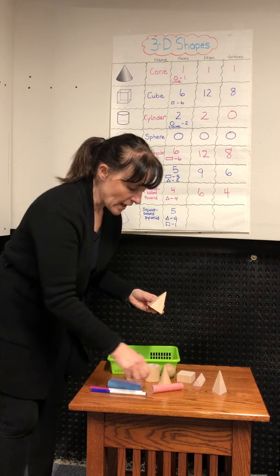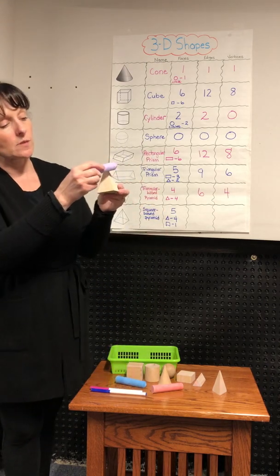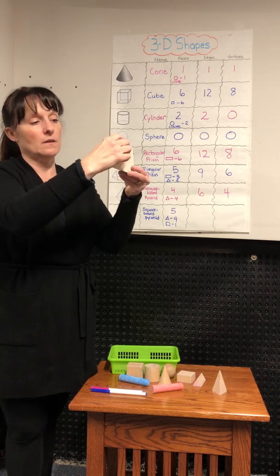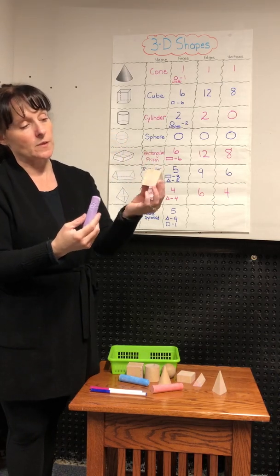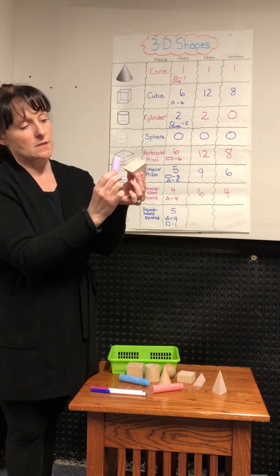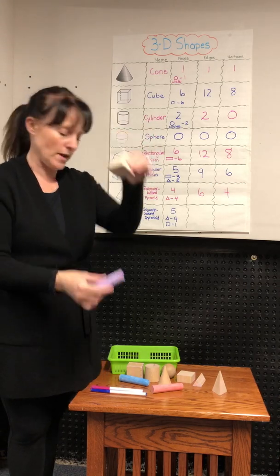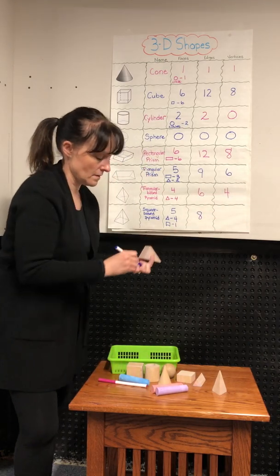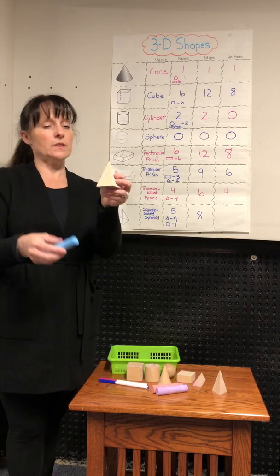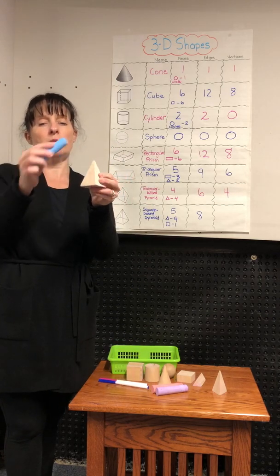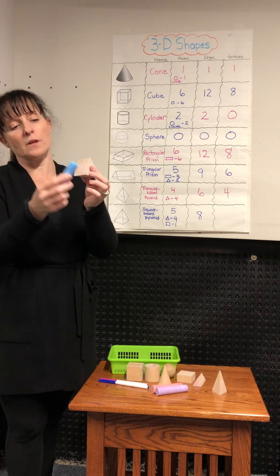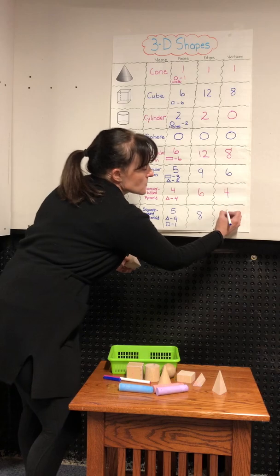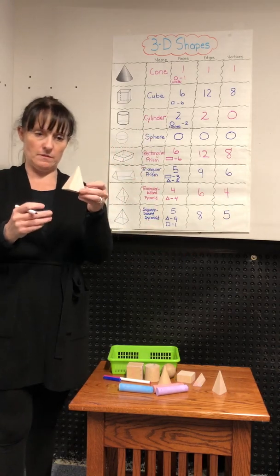Now, if we go to look at those edges, we'll count up top first. 1, go to the side, 2, 3, 4. Then flip to the bottom, 5, 6, 7, and 8. We have 8 edges. Then when we go to look at our vertices, we already know we have 1 at the top. Flip, 2, 3, 4, and 5. So we have 5 vertices on a square-based pyramid.